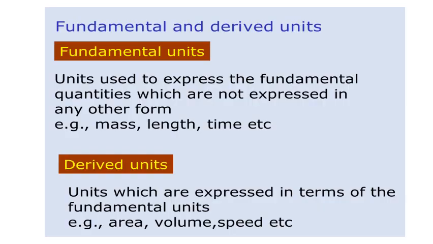You have fundamental and derived units. The fundamental units are used to express the fundamental quantities which are not expressed in any other form, e.g., mass. An example: mass, and length, and time, etc. Derived units are expressed in terms of fundamental units. Example: area, volume, speed, and so on.